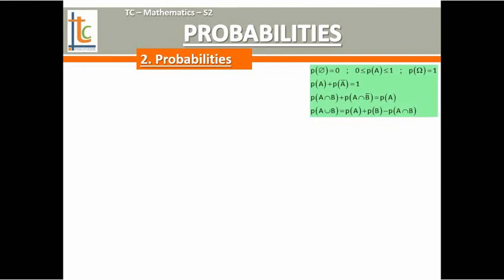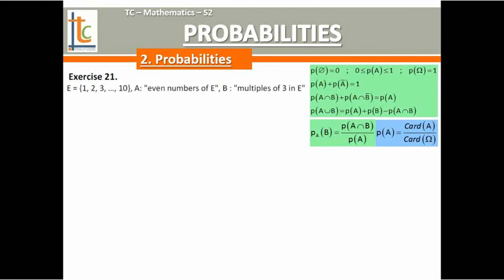The first one explains that E is the set of integers between 1 and 10. A is the set of even numbers of E, so 2, 4, 6, 8, and 10. And B is the set of multiples of 3 in E. The multiples of 3 are 3, 6, and 9.